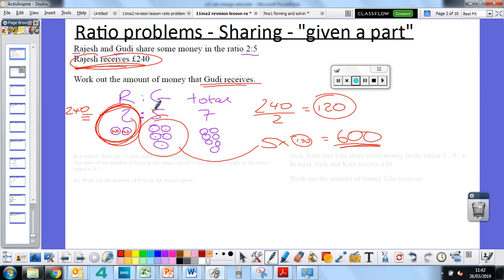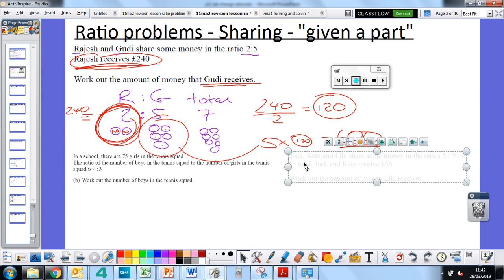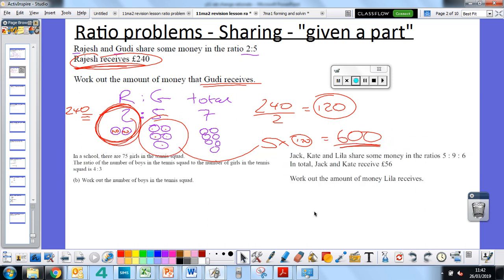There are 2 questions that you can have a go at to see how you get on. This one and this one. And again, if you're having a go at this at home, just pause the video, have a go, and then check the answers afterwards.